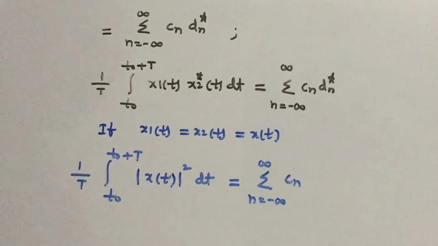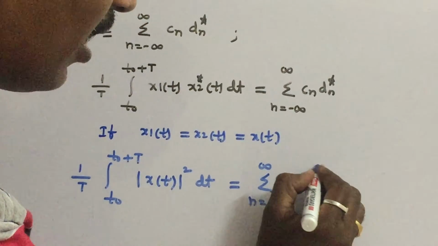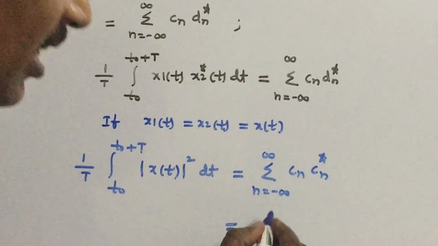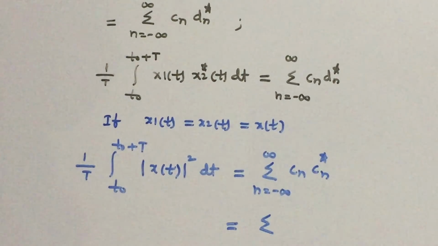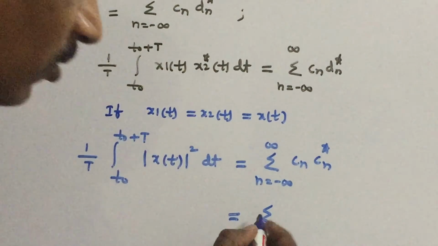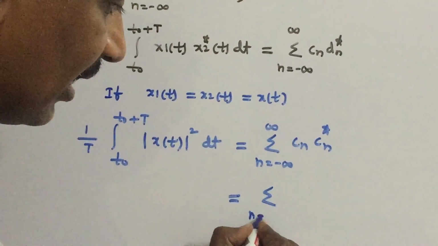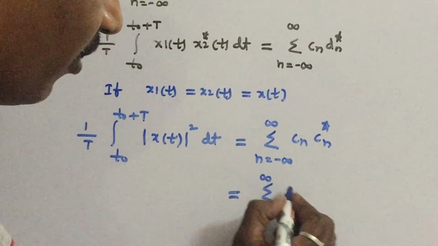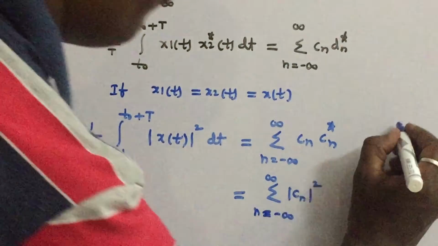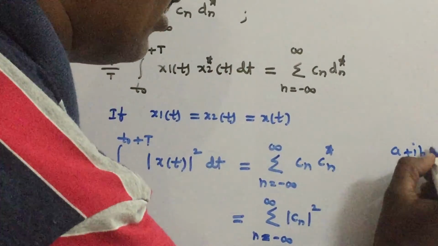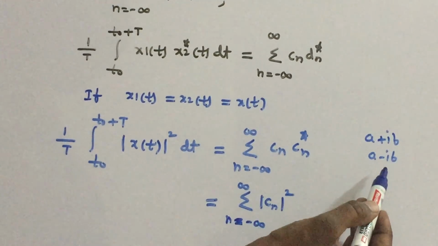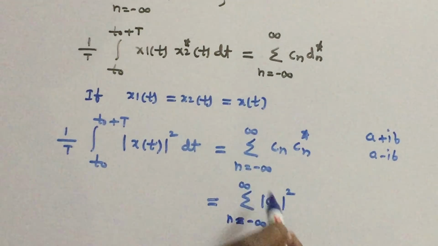Cn into Cn star. If you multiply Cn with Cn star, its complex conjugate, for example if you multiply a plus jb with a minus jb, it becomes the magnitude of a plus jb whole square. Therefore it is written as summation n equals minus infinity to infinity magnitude of Cn square. For example, if you take a plus jb, the complex conjugate is a minus jb. If you multiply both of them, it becomes a square plus b square, which is nothing but the magnitude of Cn whole square.